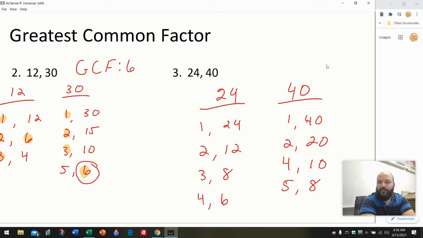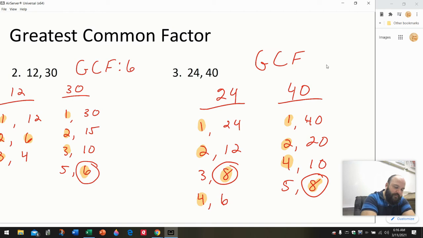So let's go back and identify all the common factors. They both have 1 as a factor. They both have 2 as a factor. They both have 4 as a factor. And they both have 8 as a factor. And so if I ask you to pick the greatest common factor, the answer will be 8. So the GCF is 8.